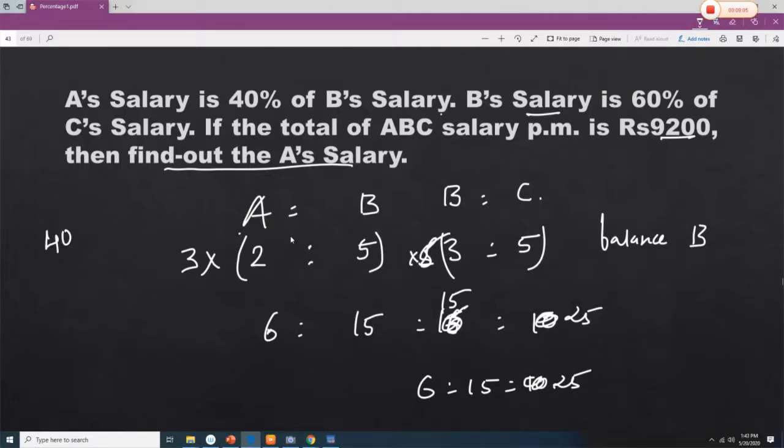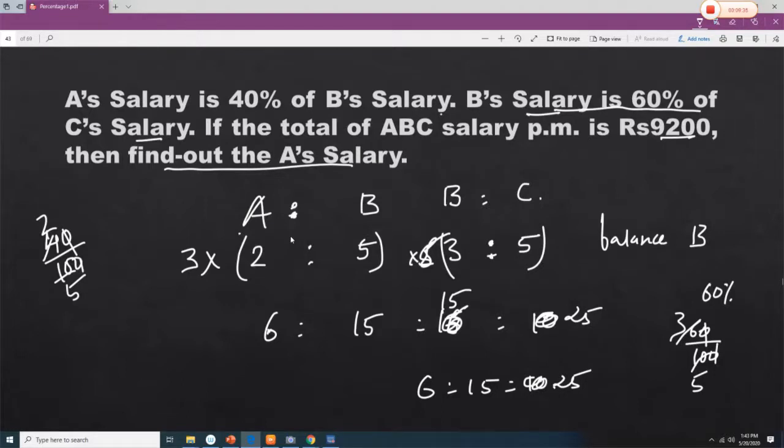40% comes to 2:5. So A is to B is 2:5, and B's salary is 60% of C's salary. So 60% means 60 over 100, it means it is 3 over 5. So B and C ratio is 3 over 5.